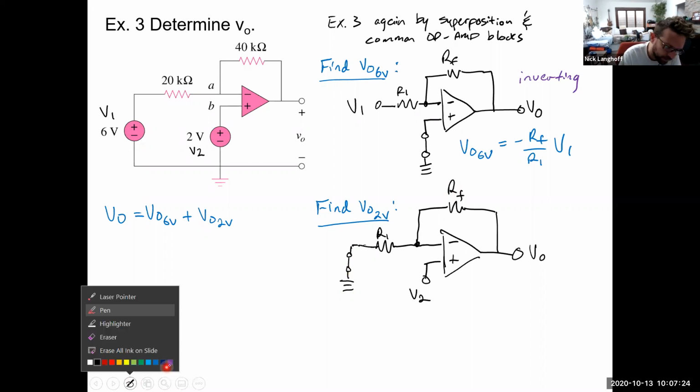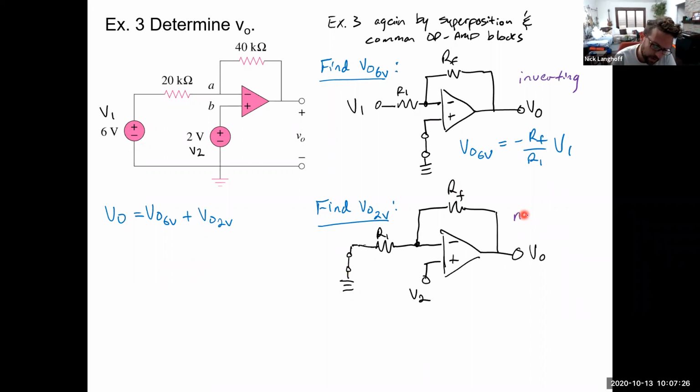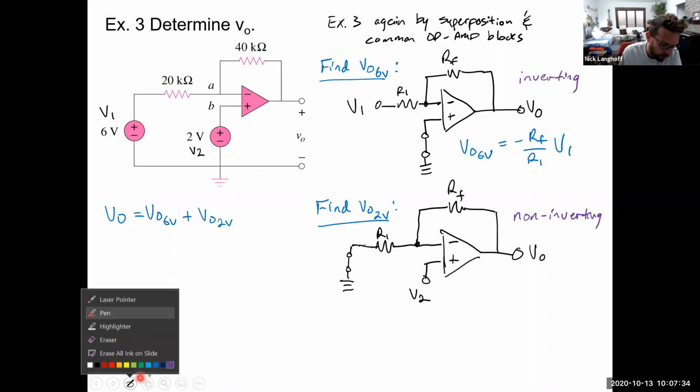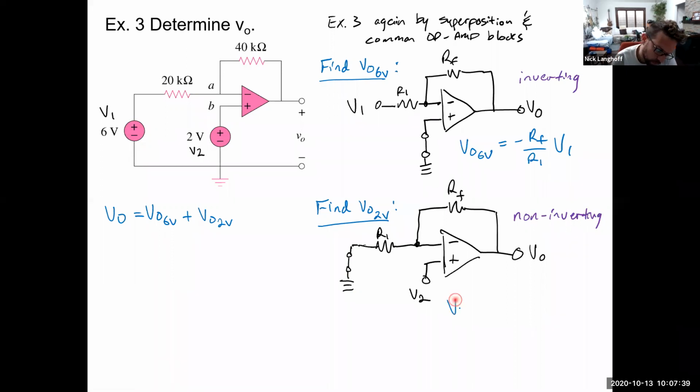And when we look at the amplifier in this configuration, we recognize this as a non-inverting amplifier block. And we already know the formula for a non-inverting amplifier block. It is always the voltage connected to the non-inverting terminal, V2 in this case, times 1 plus RF over R1.